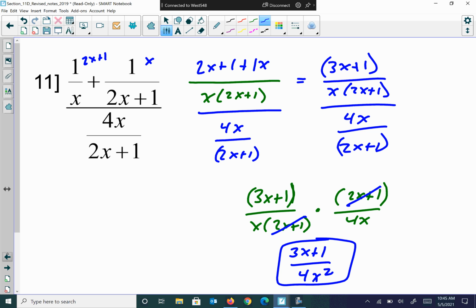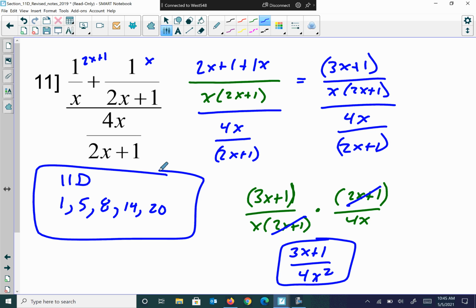All right, let's do this. We're going to do 11D. You're going to have to remind me tomorrow what I gave you. Why don't you do number 1, number 5, eight looks choice. I like 14, and I like 20. Deal? Now you're going to have to remind me what I assigned you.